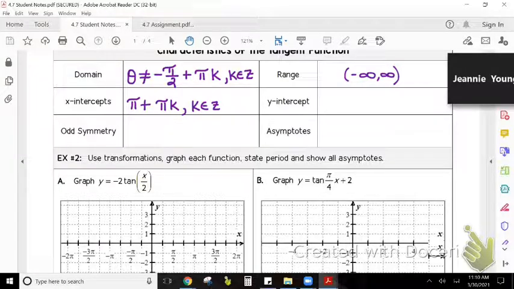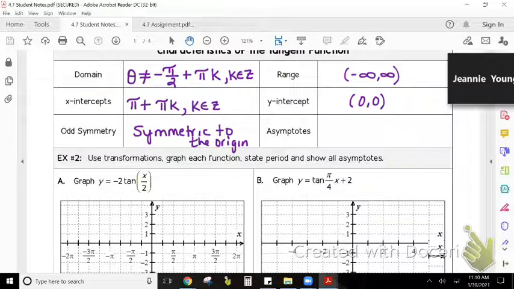Where's my y-intercept? 0, 0. Okay, it told me it had odd symmetry, which means it is symmetric to the origin. Oh, you have to write symmetric to origin. Yes. And where are the asymptotes? Each side of the periods.